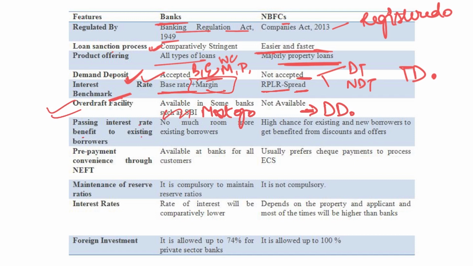Passing interest rate benefit to existing borrowers? No, because most of it goes for fixed loans. So yeah, they don't do it. Yes, in the case of NBFCs, there is a high chance that the interest rate benefit is transmitted very quickly to the new borrowers and the existing ones. And for prepayment convenience through NEFT, yes, you can pay banks via the NEFT facility, but NBFCs usually prefer the cheque clearing system to get the payment.